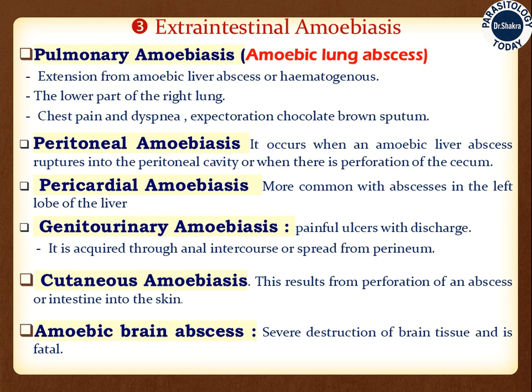2. Pulmonary amoebiasis. Pulmonary amoebiasis is a serious complication of amoebiasis, often resulting from the extension of an amoebic liver abscess or, less commonly, through hematogenous spread.